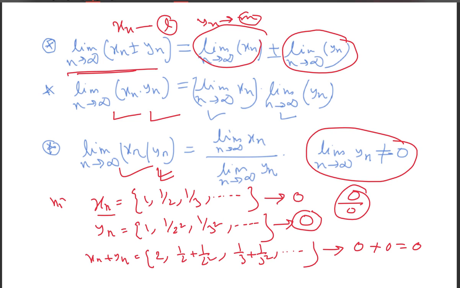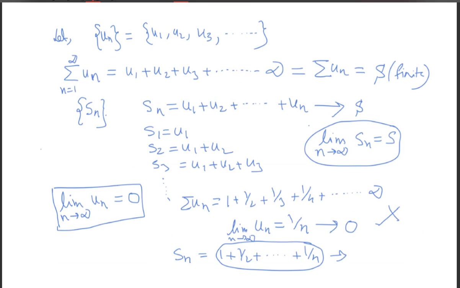Yes, I'm not going to see series now. This is all about the sequences. Only when limit n tends to infinity, or limit n tends to some finite number? No, limit n tends to infinity always. Okay, sir.